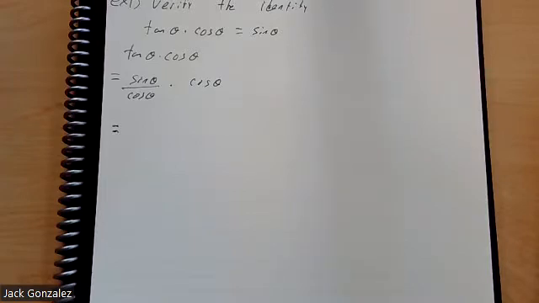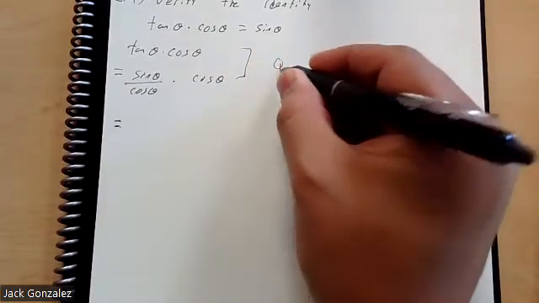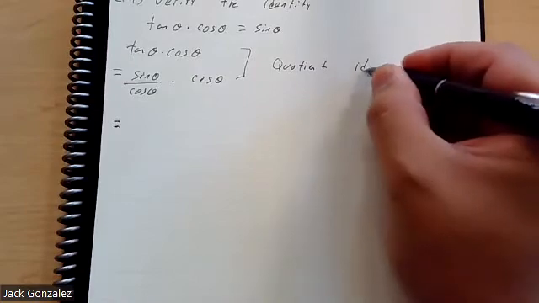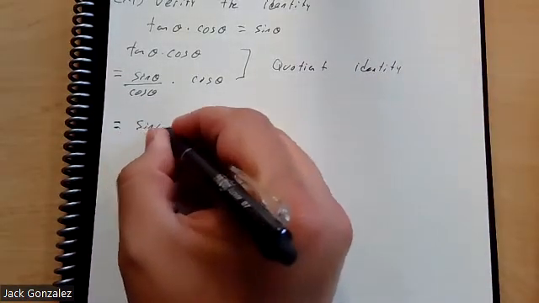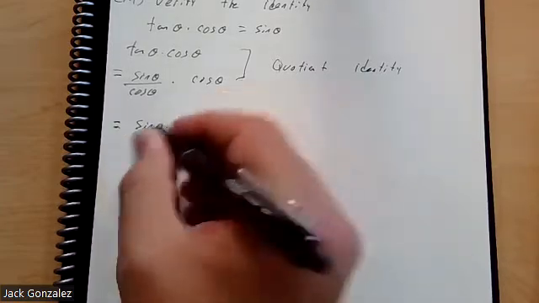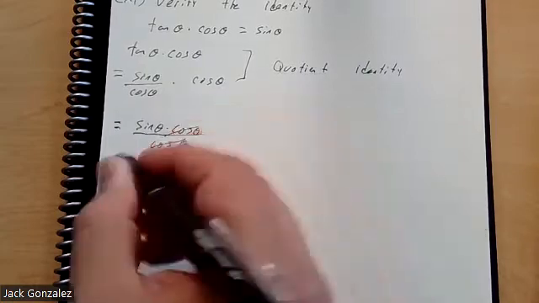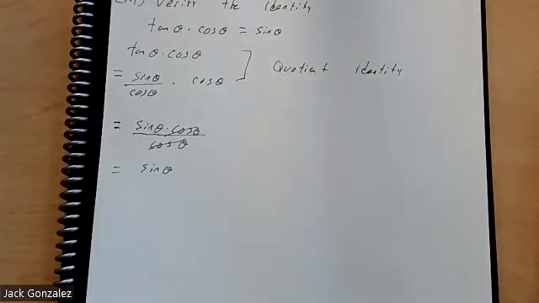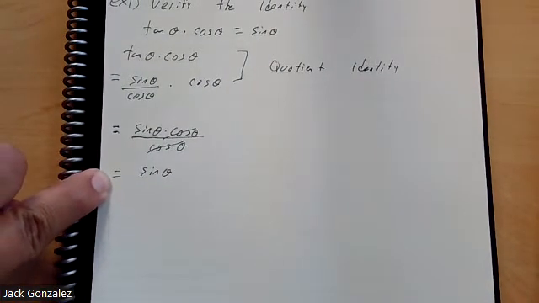Okay. So right here we used the quotient. I'm going to make a note every time we use something. Quotient identity. So as you can see, sine theta times cosine theta is going to cancel this guy. So now we're exactly where we wanted to show.